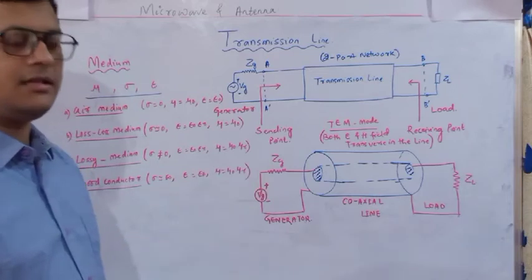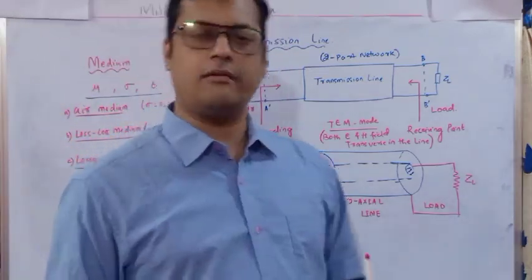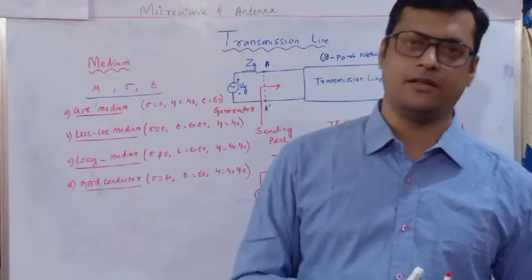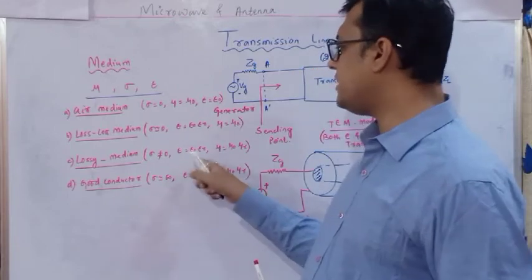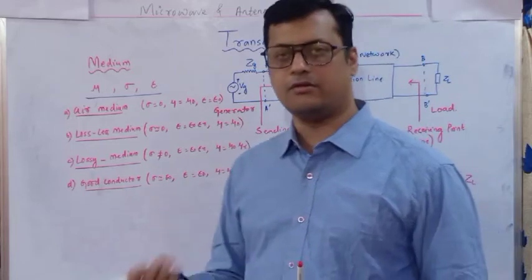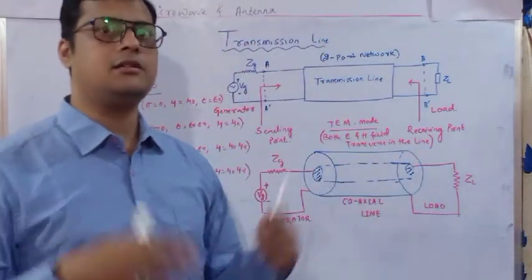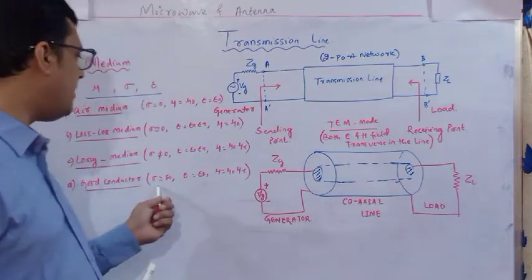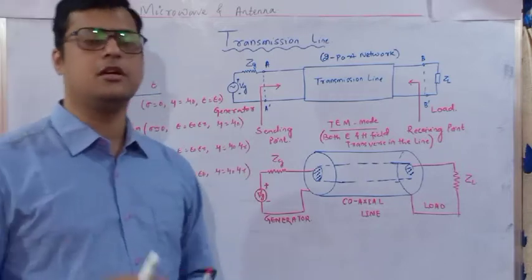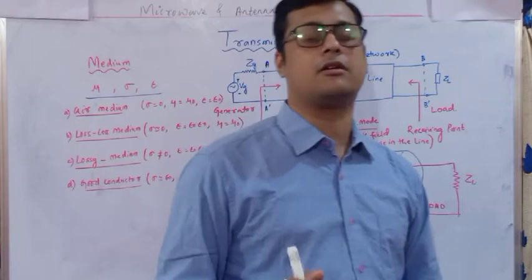Similarly, lossy medium means in which losses will be there. That means sigma is not equals to 0. Sigma value will be there, due to which some potential drop will be there in that particular medium. And epsilon value is equals to epsilon naught into epsilon r, and mu is equals to mu naught into mu r. Similarly, if it is a good conductor means conductivity is very high. That means sigma value is infinite, epsilon is equals to epsilon 0, and mu is equals to mu naught into mu r. So these are the conditions for a different sort of mediums.